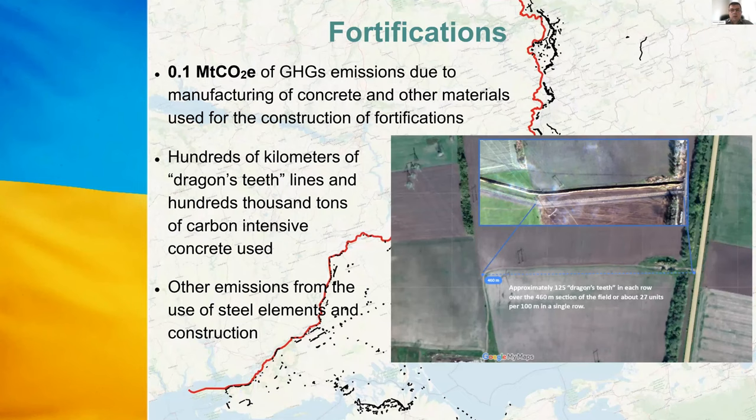Although quite significant in length, several thousands of kilometers of trench lines were constructed in Ukraine, and several hundreds of kilometers of so-called dragon teeth fortifications were also constructed, but in terms of emissions it's not very significant, and in the latest report amounted to 0.1 million tons of CO2 equivalent. Next, please.